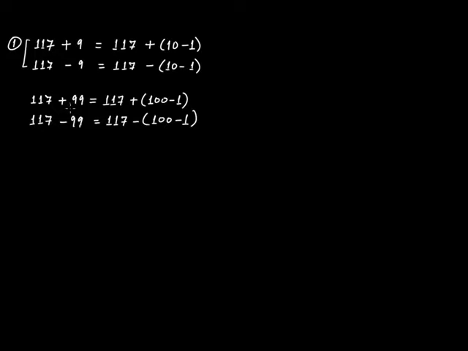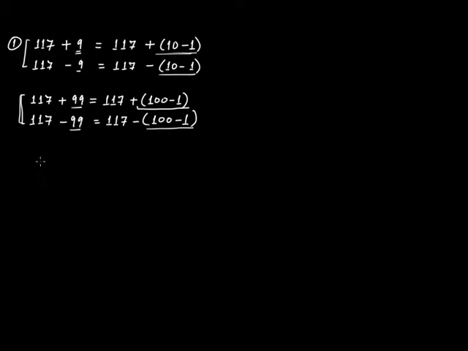In the next one, you are adding 99 to 117 and then subtracting 99 from 117. In the first one, you could clearly see that you are representing 9 by 10 minus 1, right? Here also it's 9 and then 10 minus 1. Here it is 99 and you are representing 99 by 100 minus 1. Here also it's 99 and it's 100 minus 1.